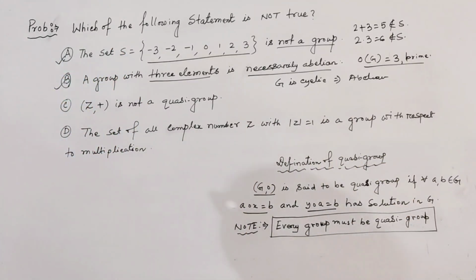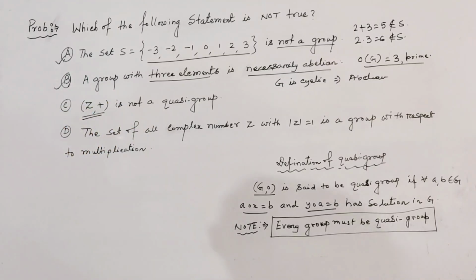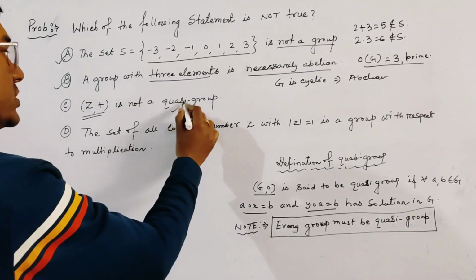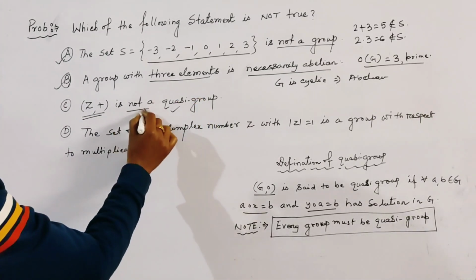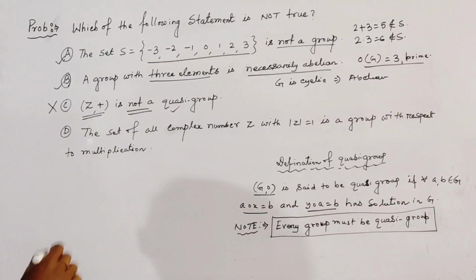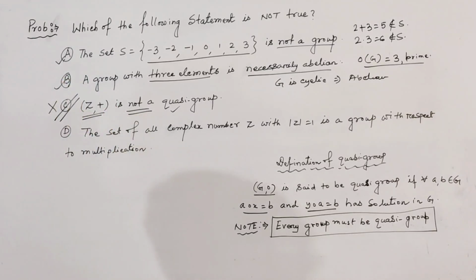Okay, and we know that Z plus is a group, so it is obviously a quasi group, because we know that the set of integers with respect to plus is a group. So it must be a quasi group, but it is given that it is not a quasi group. So this is the incorrect option. Okay, so our answer is option number C.